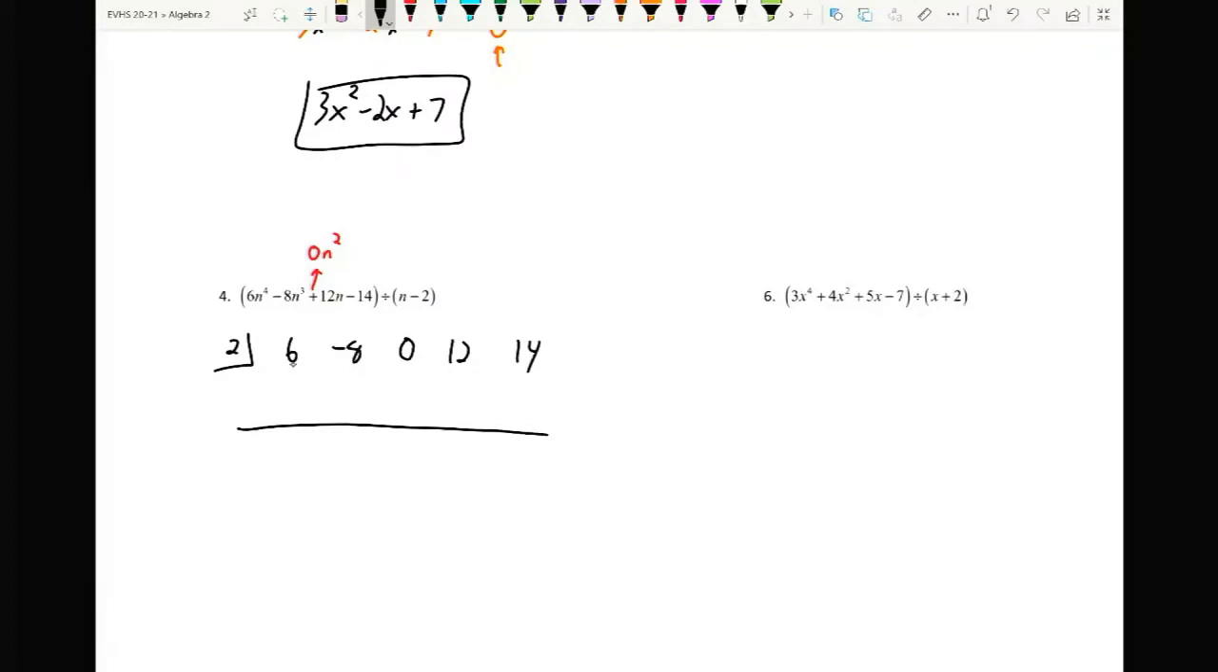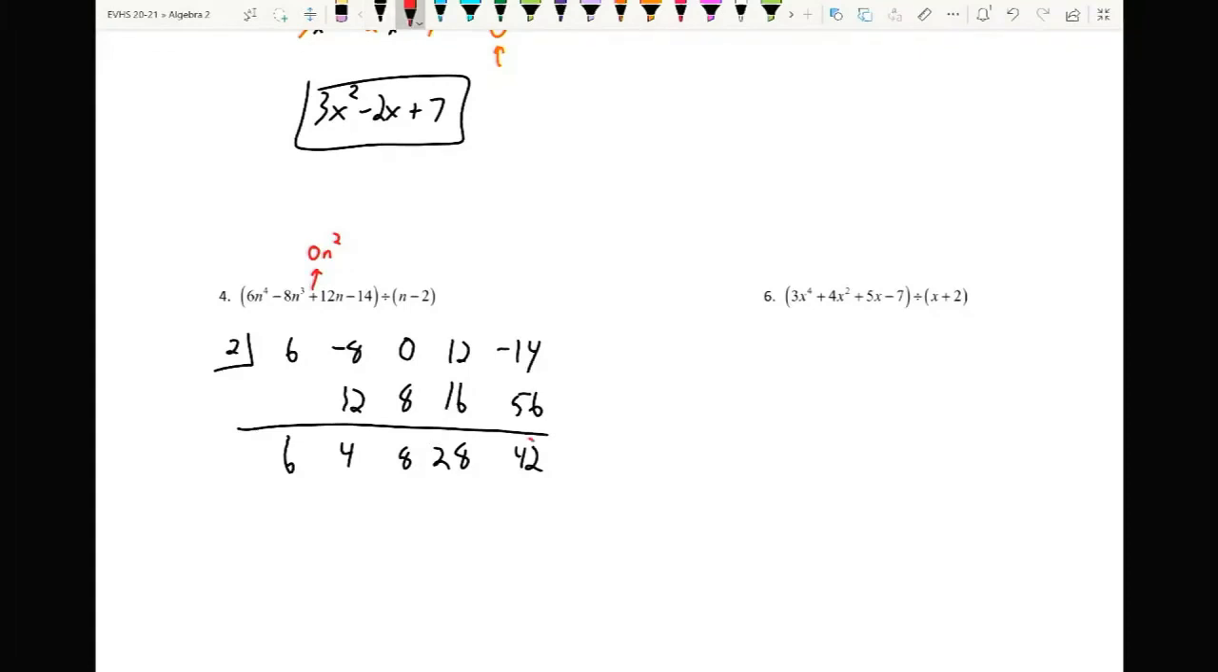Okay. Add down, multiply up. 6 drops down. 2 times 6 is 12. Add down, negative 8 plus 12 is positive 4. Multiply up gives me 8. Add down gives me 8. Multiply up gives me 16. 12 plus 16 is going to give me 28. 28 times 2 is 56. Add those. Ooh, I made a mistake. That's a negative 14. Thought I caught that. Negative 14 plus 56 is 42.